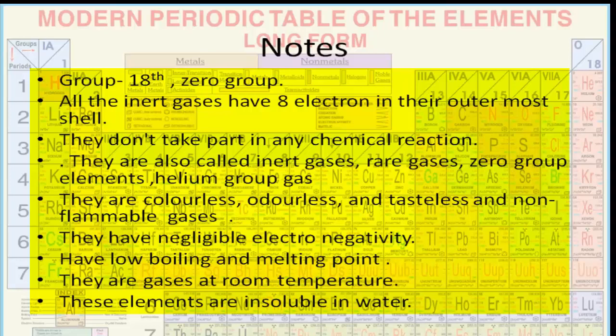And these gases are actually gas at room temperature. And the last, these elements are insoluble in water. Friends, if I now conclude all these characteristics under the shade of physical and chemical, I would say that first, physical, that the noble gases share three primary physical characteristics as they are odorless, tasteless, and colorless.